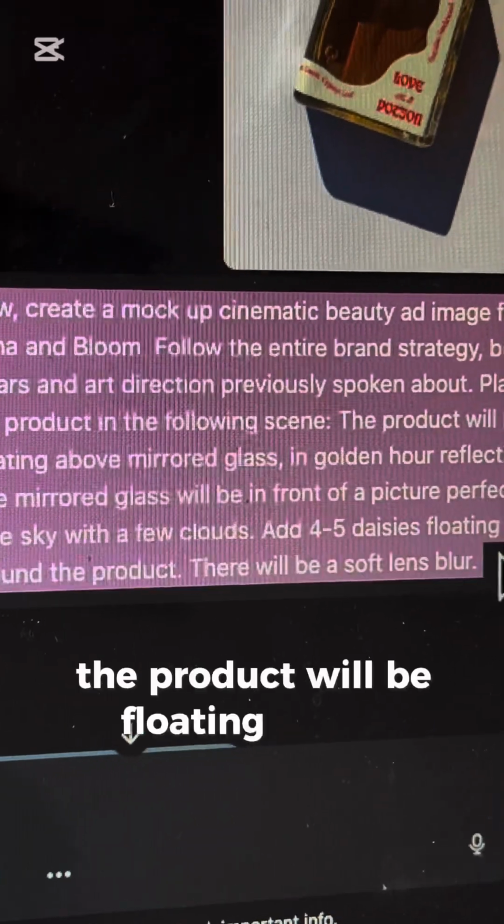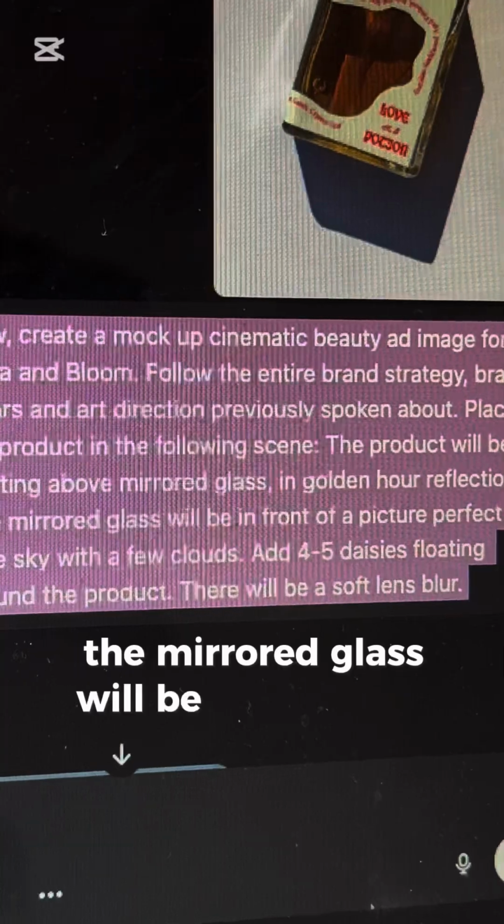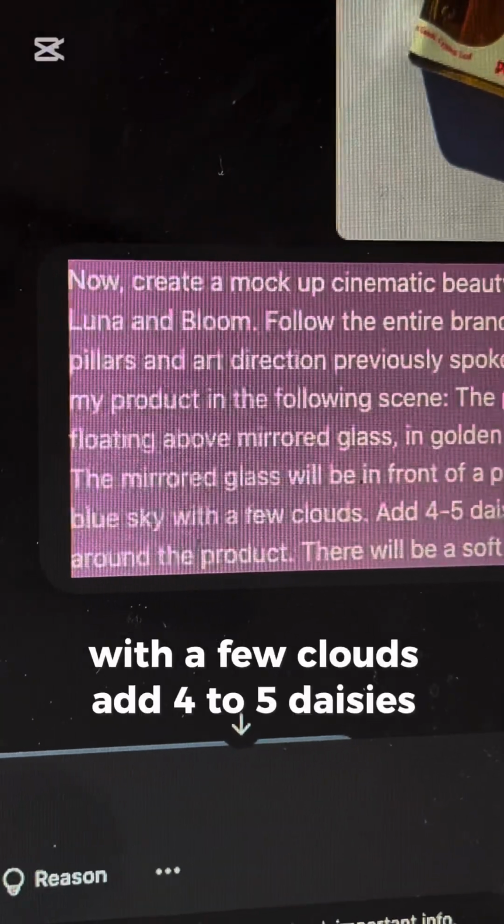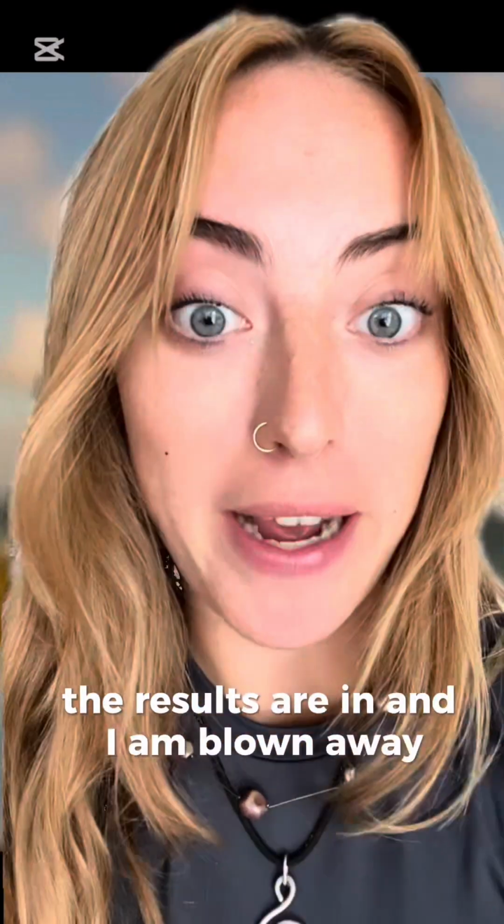The product will be floating above mirrored glass in golden hour reflections. The mirrored glass will be in front of a picture-perfect blue sky with a few clouds. Add 4 to 5 daisies floating around the product. There will be a soft lens blur. The results are in and I am blown away.